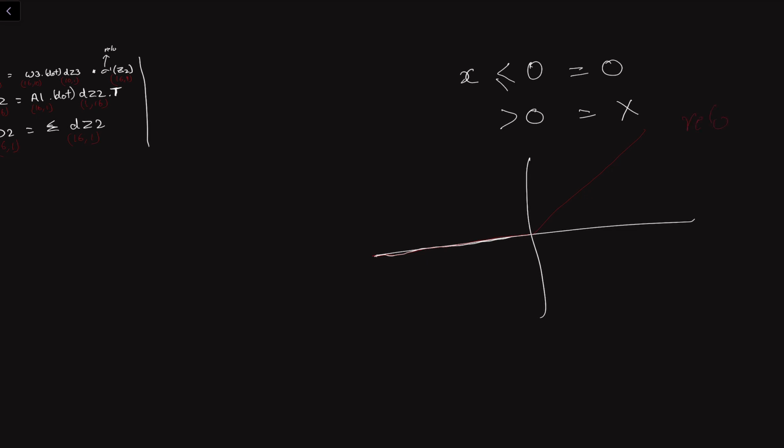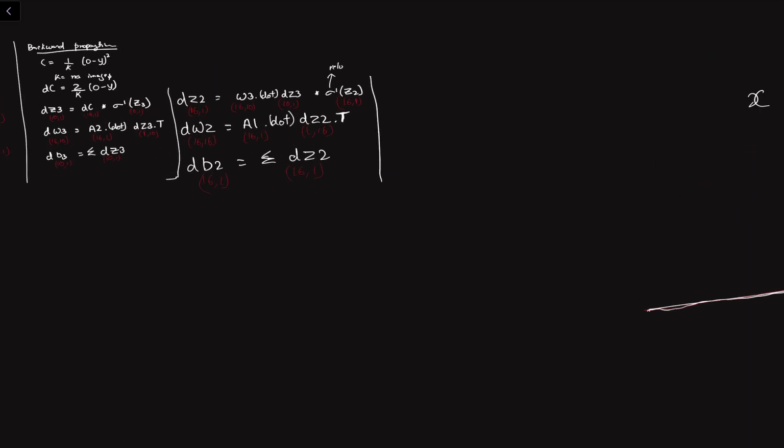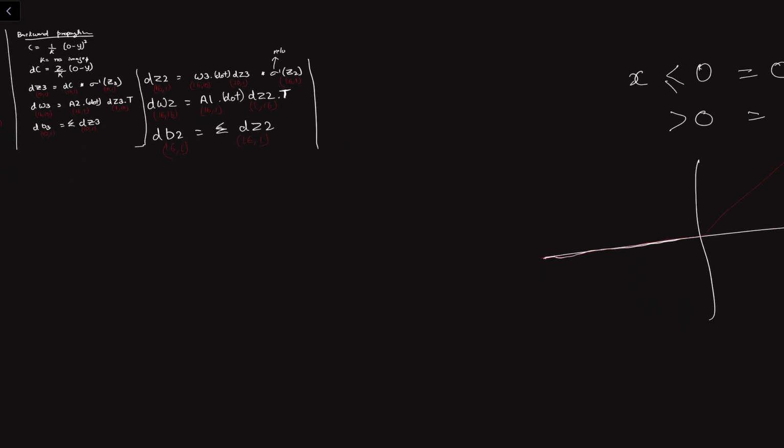ReLU function. You remember what it does? It squishes it into the node. That's what an activation function is. There are a lot of activation functions. Okay, so ReLU is one of them. I'm gonna be using that for the second and first layer. For the third layer, we're gonna be using sigmoid.